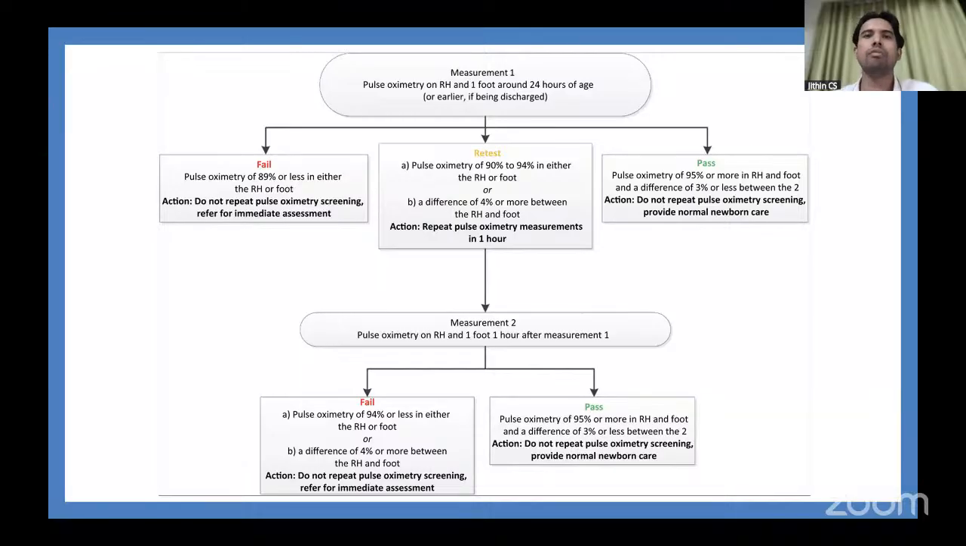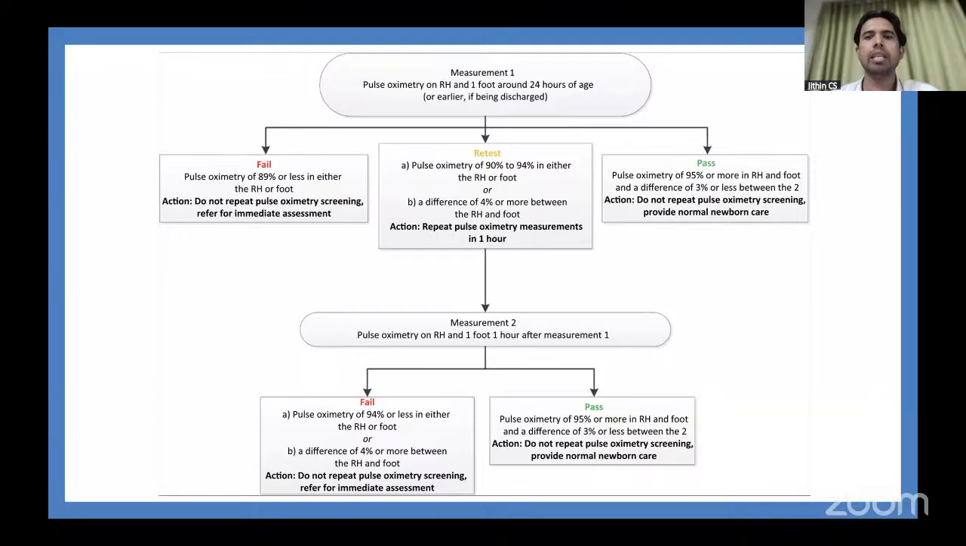When should we go for a retest? If the pulse oximetry reading is between 90 to 94%, or if the difference between the two limbs saturation is 4% or more, then we have to go for a retest. So the retest should be done after 1 hour of the initial measurement.